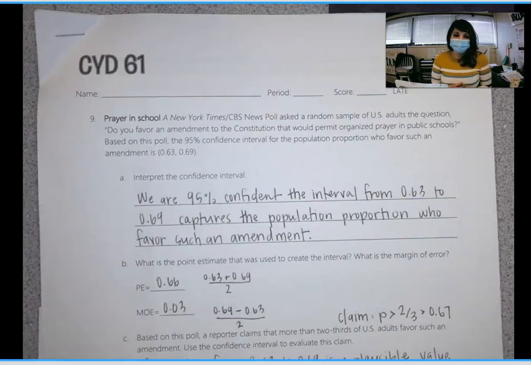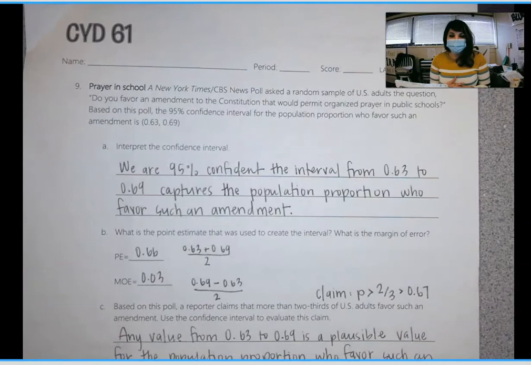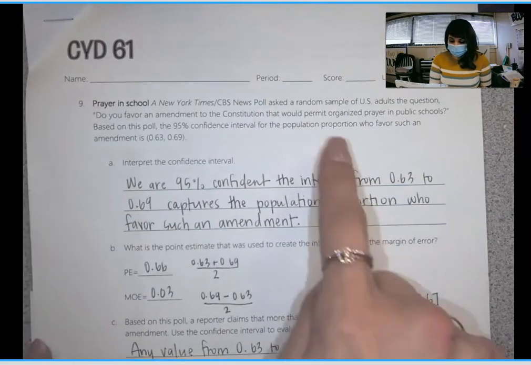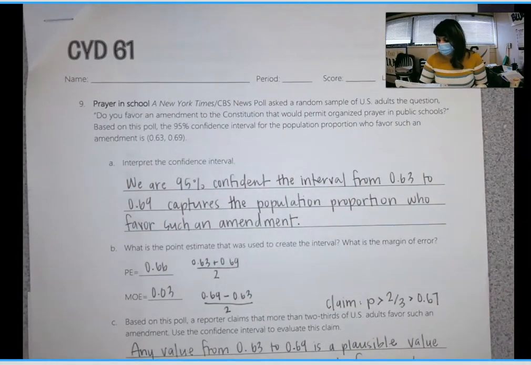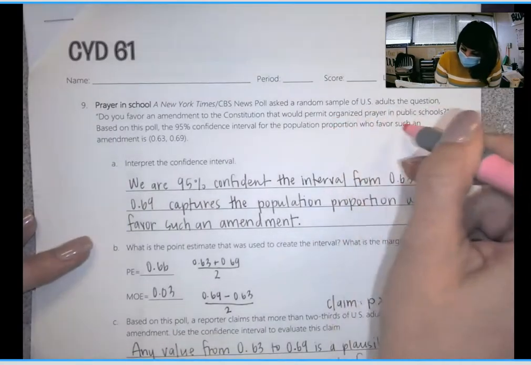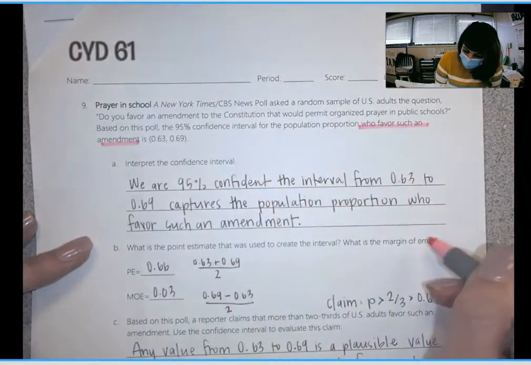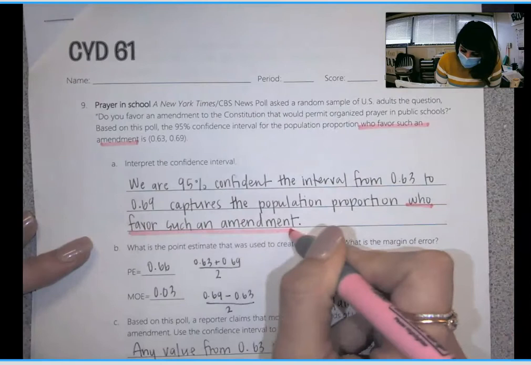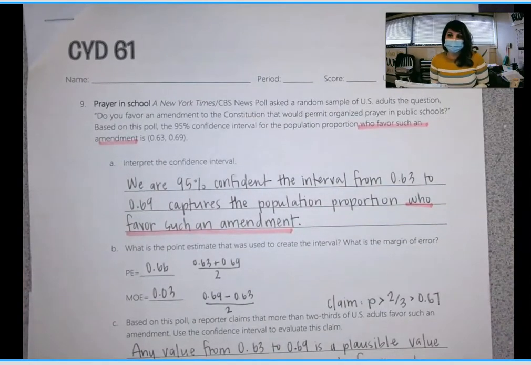Number 9 is prayer in school. We want to interpret the confidence interval that was given to us. So we are 95% confident that the interval from 0.63 to 0.69 captures the population proportion who favor such an amendment. I used this phrasing here for my context. Remember, context is really important to the AP board.